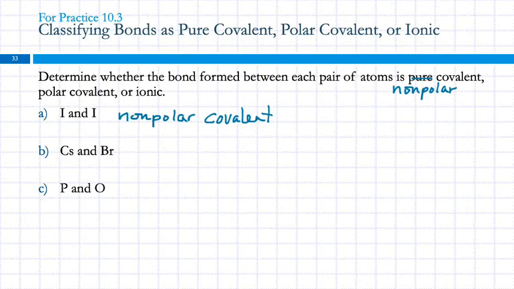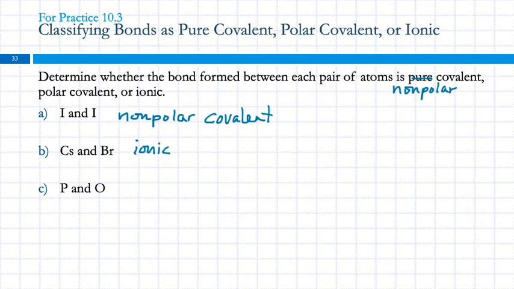How about between cesium and bromine? Ionic. So we look on the periodic table and we find that cesium is one of the metals. So a metal and a nonmetal is going to be an ionic bond.